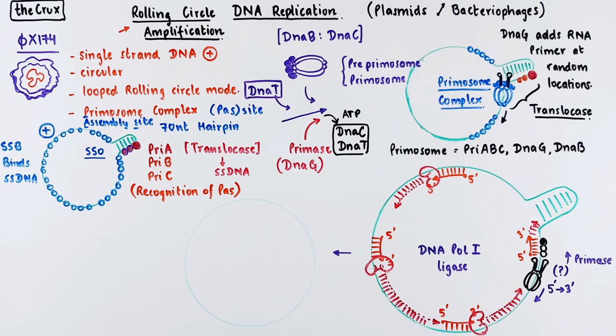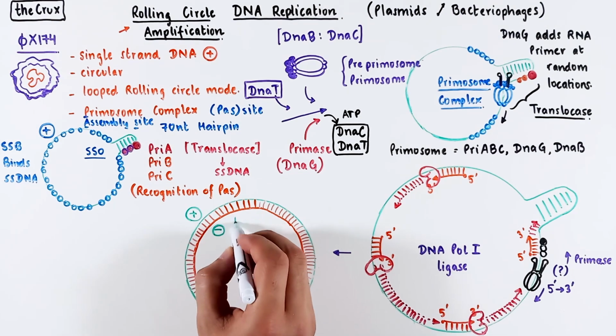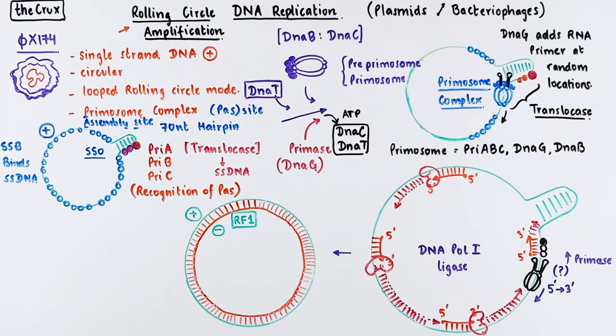This will result in a fully double-stranded DNA molecule with a plus and a minus strand. This is also the replicative form 1, which can undergo supercoiling. Now, the important stuff to note is that the primer making and DNA replication is temporal, meaning that some regions are replicated first, depending on when the primer was laid down.